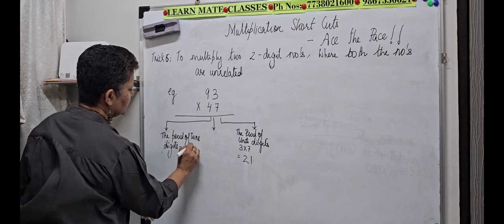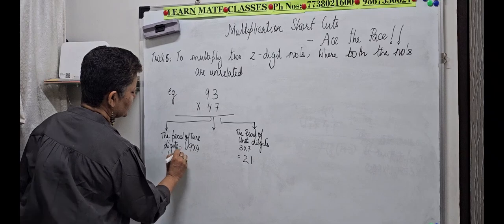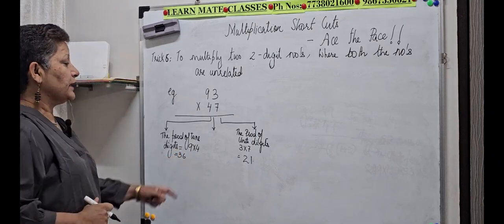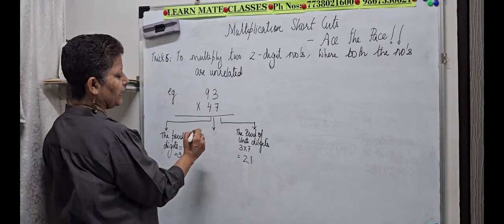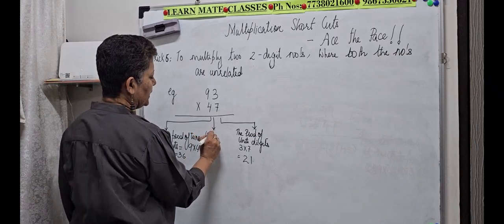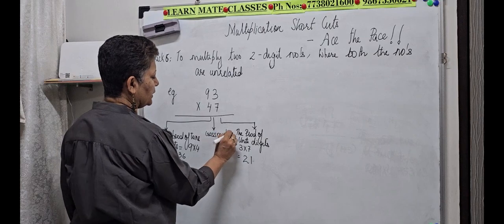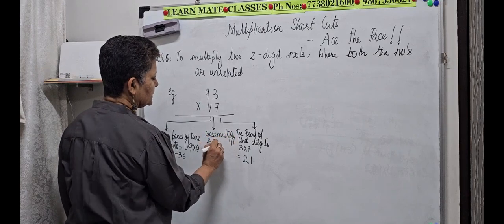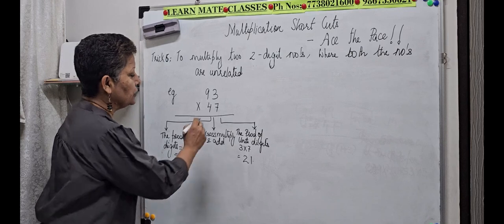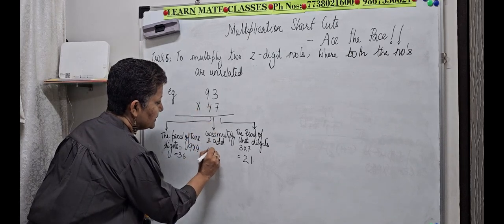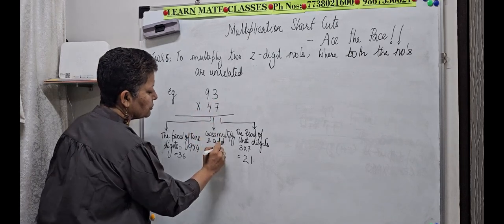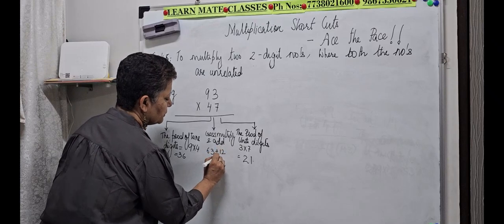Which here is 9 into 4, which is 36. Now coming to the middle part, I'm again going to cross multiply and add. But that's not going to give me the final thing. Let's see what else I need to do this time. So this is 9 into 7, that's 63, plus 4 into 3, 12, which is going to give you 75.